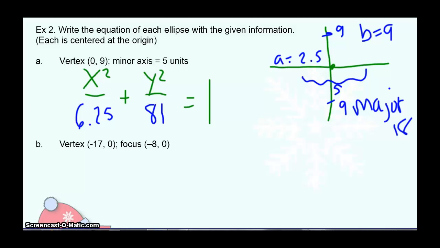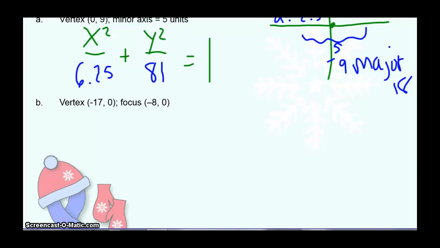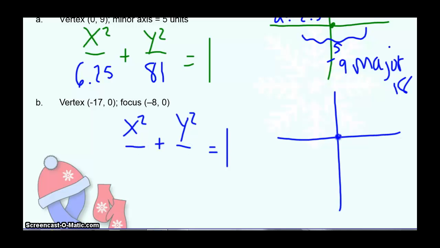All right, let's take a look at letter B. Same thing, centered at the origin. So we're going to do x squared plus y squared equals 1. I'm going to draw a little picture. Center's at 0, 0. So there we go. Vertex is negative 17, 0. So there's negative 17, and that is the vertex. And then the focus is negative 8, 0.